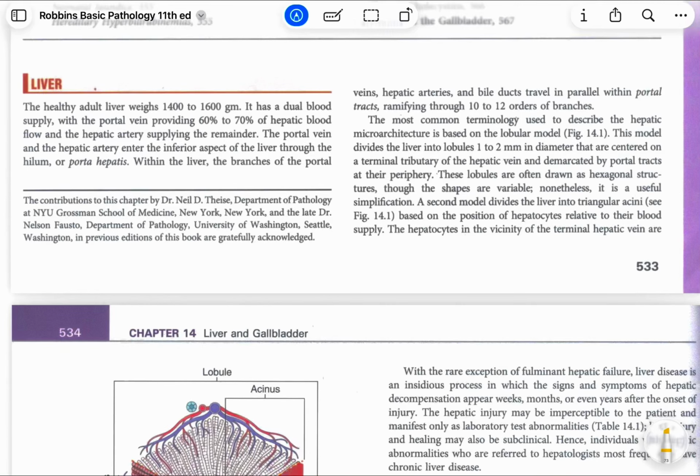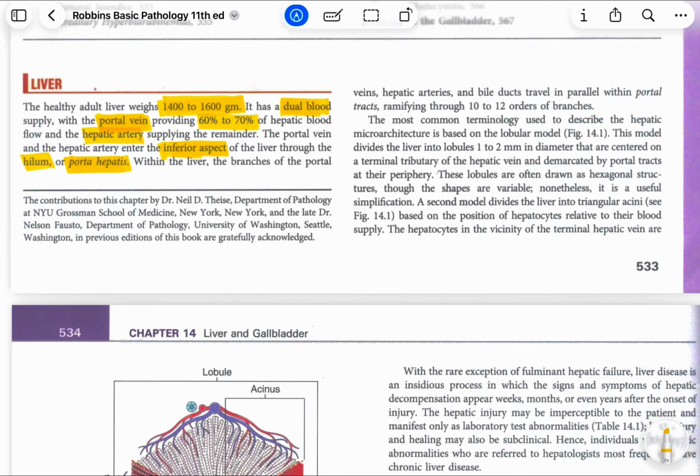Hey everyone, so today we're going to read about the basic anatomy and histology of the liver along with the mechanism of injury in case of liver. A healthy adult liver weighs around 1400 to 1600 grams and it has a dual blood supply. The first is the portal vein, which provides 60 to 70% of hepatic blood flow, and the second is the hepatic artery. These two supply the liver, and they enter the inferior aspect of the liver through the hilum, which is also known as the porta hepatis.